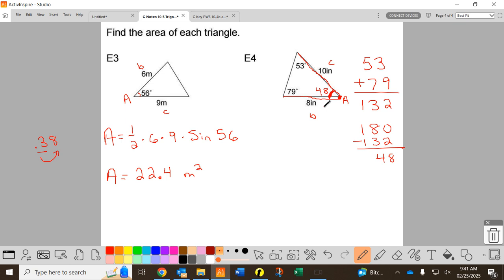So it's going to be area equals 1/2 times what? 8 times 10, doesn't matter which one comes first. Doesn't make any difference, times what? Sine 48. Perfect. 1/2 times 10 times 8 times sine 48. 1/2 times 8 times 10 times sine 48. Type it. Don't say it yet. I know y'all want to give it right away. Hold on.